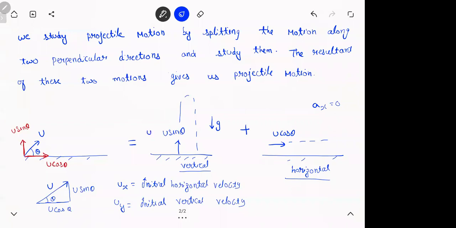So this is my uy. This is my u sine theta. Put it up.